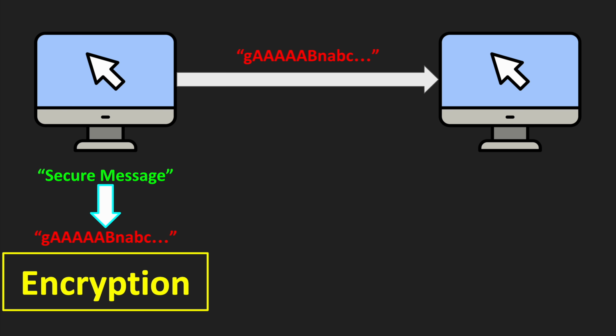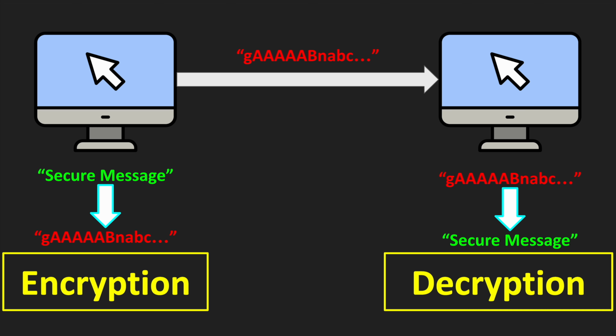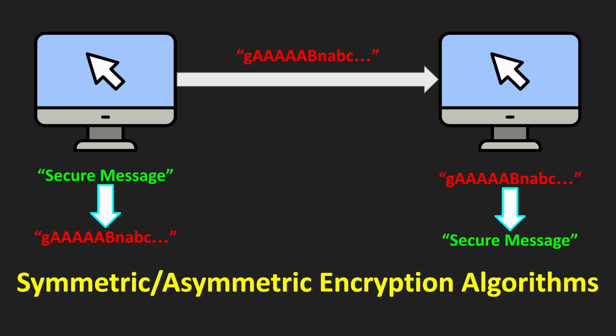When the other computer receives that message, it does the reverse process of decrypting the message, and then the message is read by that computer. So we have two different kinds of encryption algorithms that we use in order to transfer messages, texts, and so on. One of them is symmetric and the other one is asymmetric encryption algorithms. Let's take a look at them one by one.